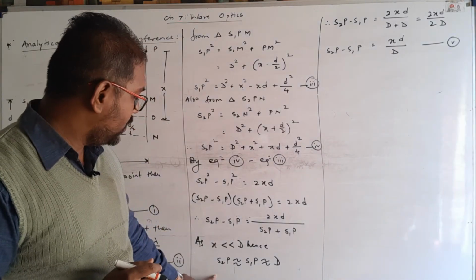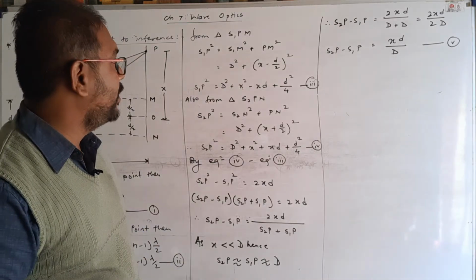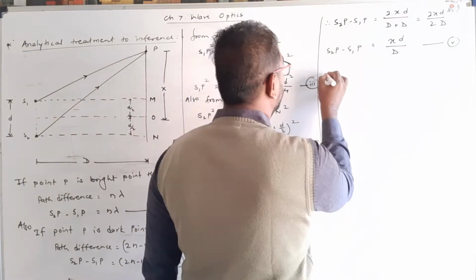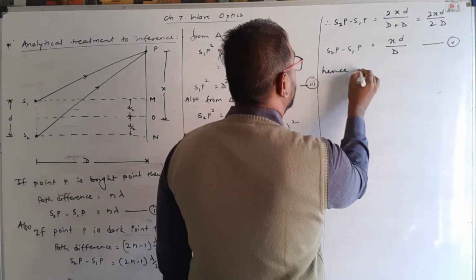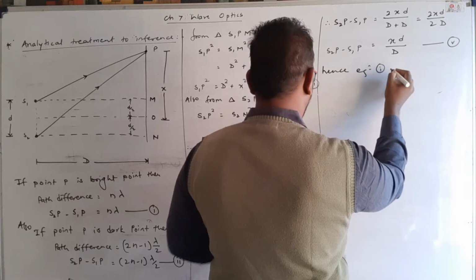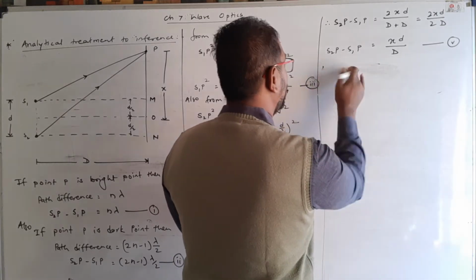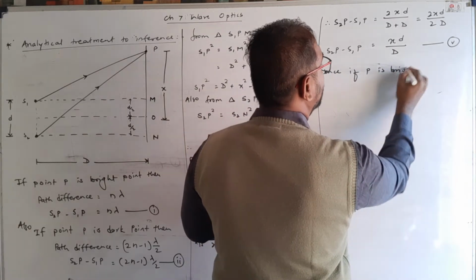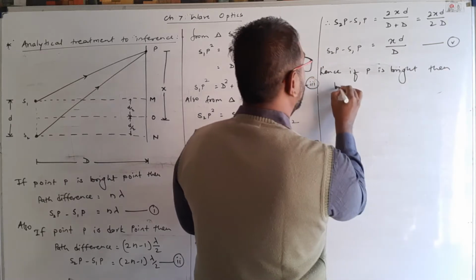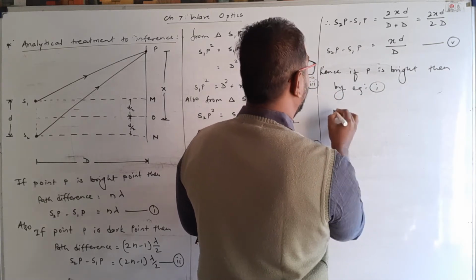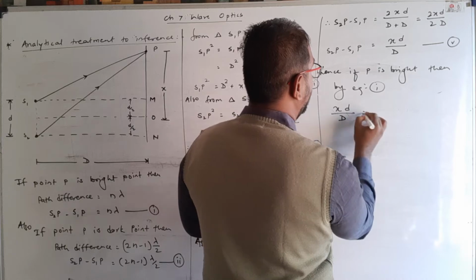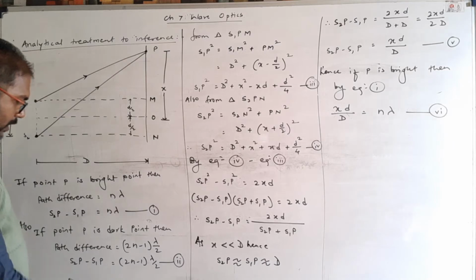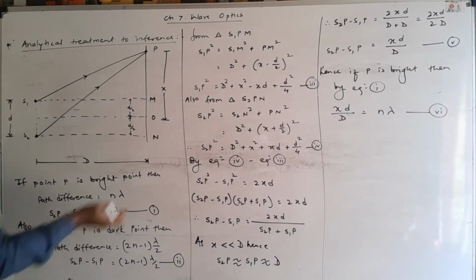Now after that, I can write here equation 1 and equation 2 again. Hence, equation 1 becomes, hence, if P is bright, then by equation 1, we write xd by D is equal to n lambda, equation number 6. So instead of this S2P minus S1P, I have written the formula.